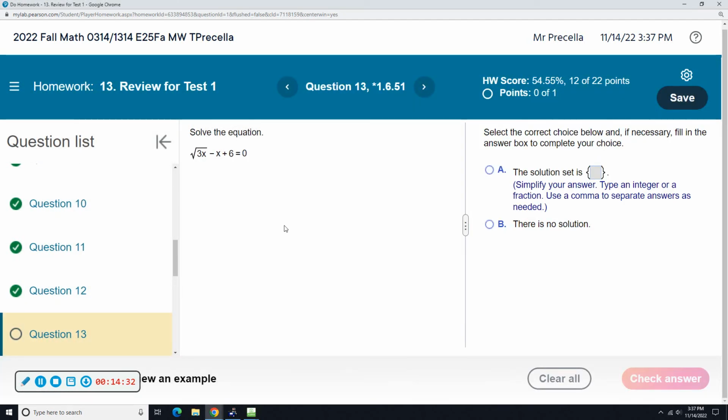Oh, number 13. Let me write this down. Oh, it's a square root equation. The square root of 3x minus x plus 6 is equal to 0.